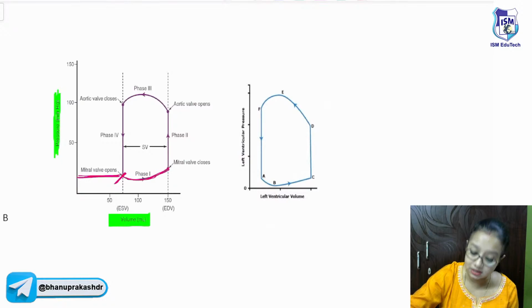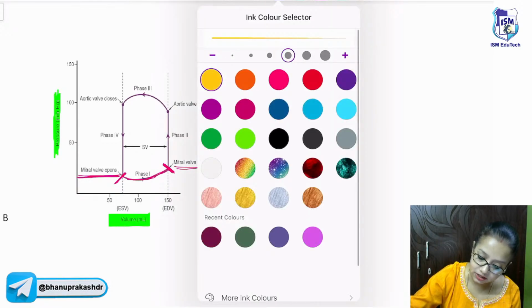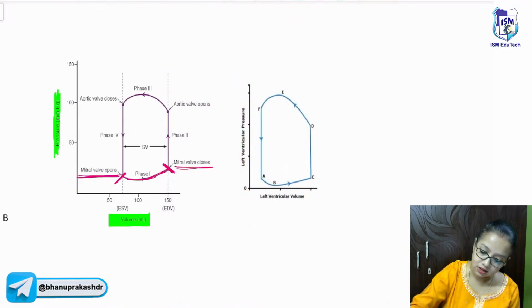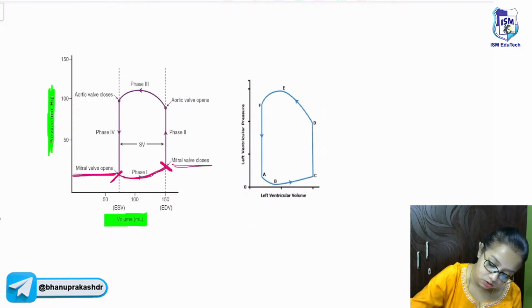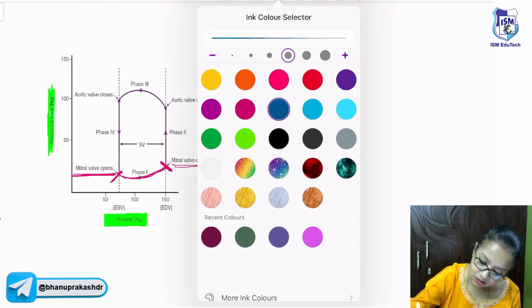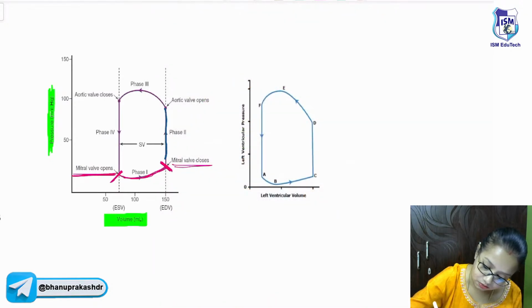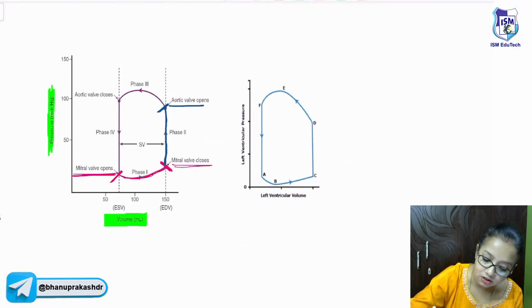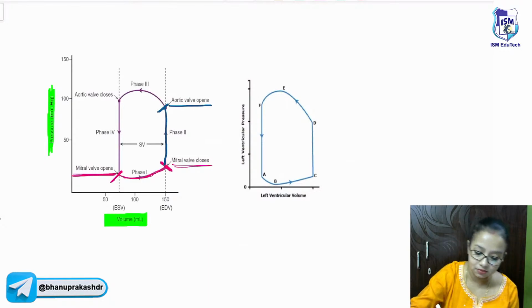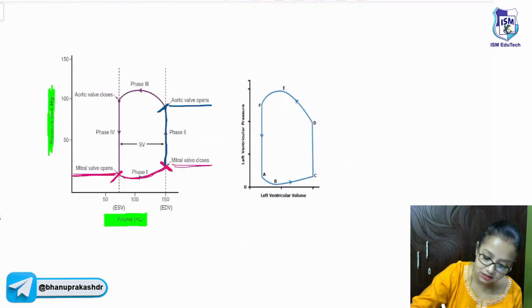Then again, after the filling is over, just before the isovolumetric contraction, what happens? The mitral valve closes. So, this point is the closure of the mitral valve. Once the mitral valve closes, again it is a closed chamber. Now in phase 2, what do we see? Phase 2 is our isovolumetric contraction. After isovolumetric contraction, what happens? The aortic valve opens. After the aortic valve opens, the next phase is again the ejection phase. That is phase 3.